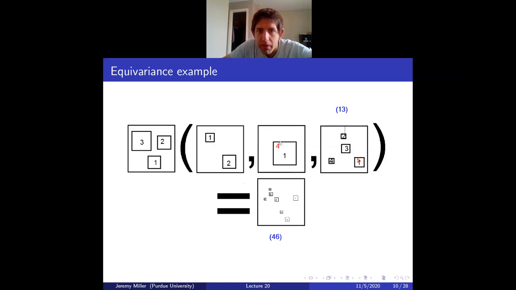Wait, did I screw up the numbers? Oh, this is a 3. Three, 4, 5. I can't count. 5, 6, 7. Yeah, so 1, 3 acting here. Well, you just use your dictionary and say 1 is really 4, and 3 is really 6. So that's like the permutation 4, 6 acting here. Any questions before I state the other equivariance condition?